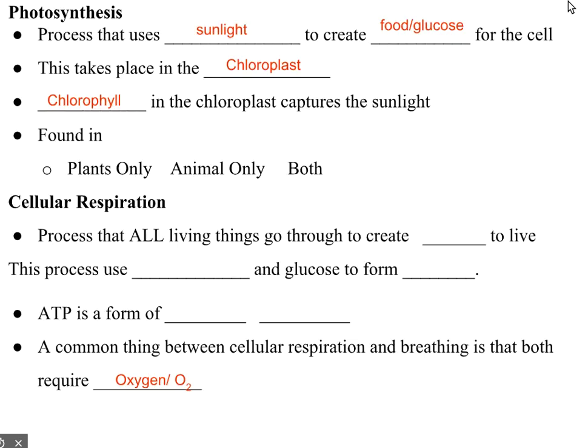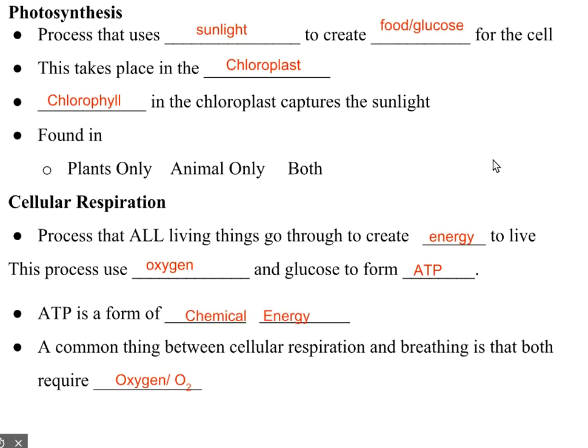Then a process called cellular respiration can occur. Now, all cells, doesn't matter what kind they are, have to have cellular respiration going on because this is what provides the energy for the cell. This is a process that all living things go through to create energy to live. This process uses oxygen and glucose to form ATP, and ATP is a form of chemical energy.